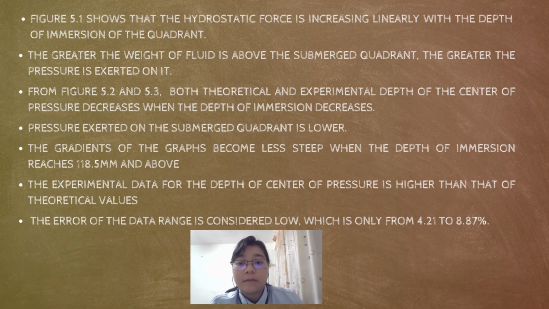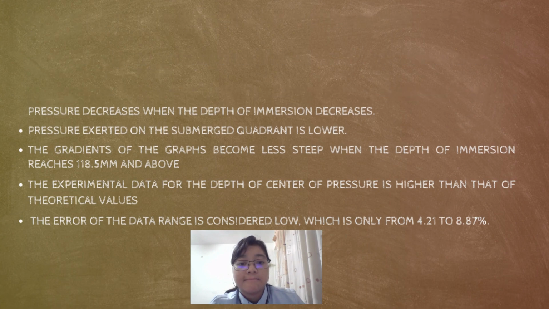The gradient of the graph becomes less steep when the depth of immersion reaches 118.5 mm and above, because there is additional depth of immersion after the quadrant is fully submerged. Besides, the experimental data for the depth of center of pressure is higher than that of the theoretical values. The error range is considered low, which is only from 4.21 to 8.87%.